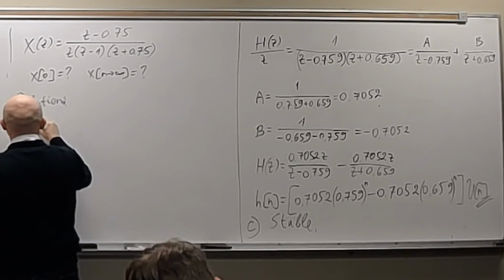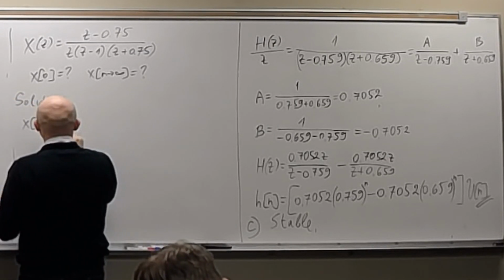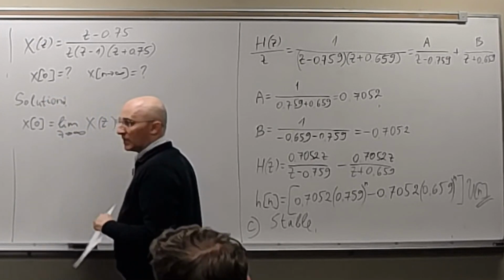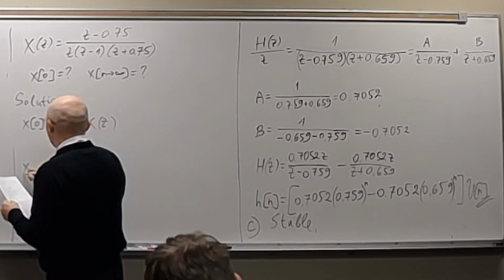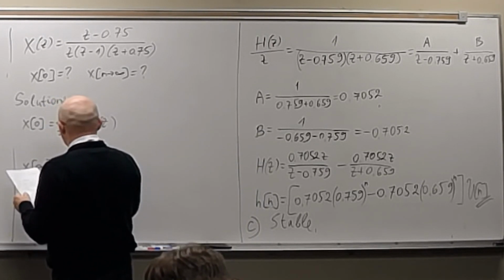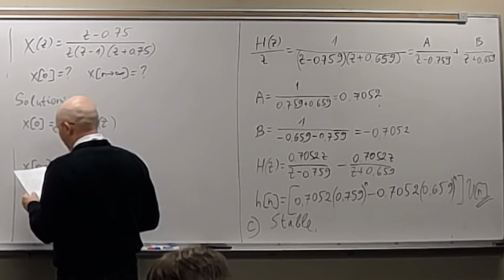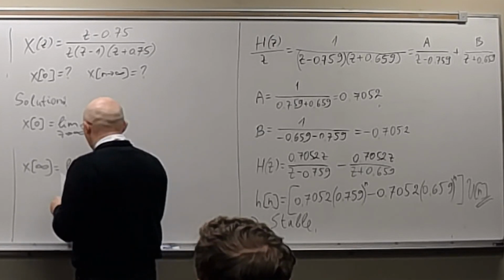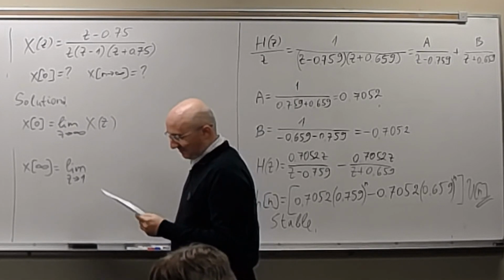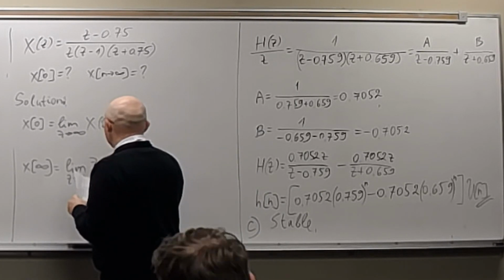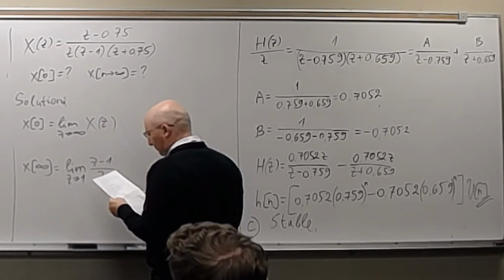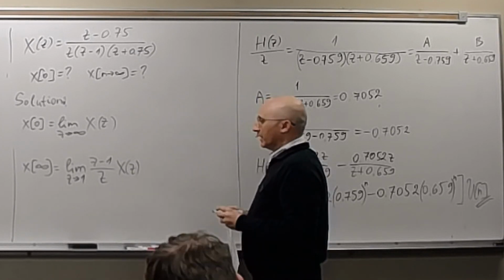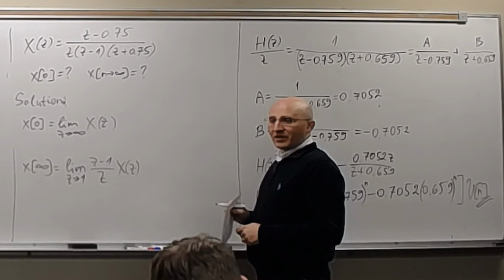So x of 0 is the limit when z goes to infinity of X of z. It's simple as that. X infinity is the limit when z goes, can you guess where it goes? It goes to 1. There's a trap. Something like that. Okay, so lots of theorems, you have that in the tables too.